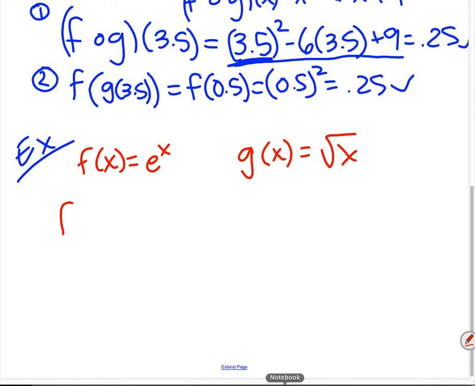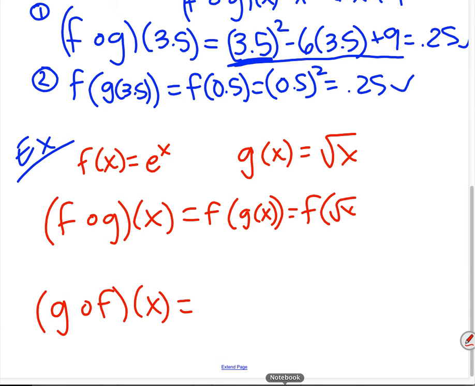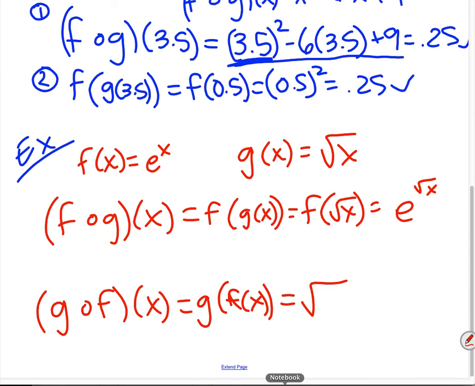So I'm going to find two things. I'm going to find f of g of x, and then I'm going to find g of f of x. So f of g means that I'm putting g of x in place of x in my f equation, so I'm finding f of the square root of x, which would end up being e to the square root of x. And if I'm talking about g of f of x, you're going to plug in the f of x in place of x in the g equation, which would be the square root of e to the x, which I know looks weird.